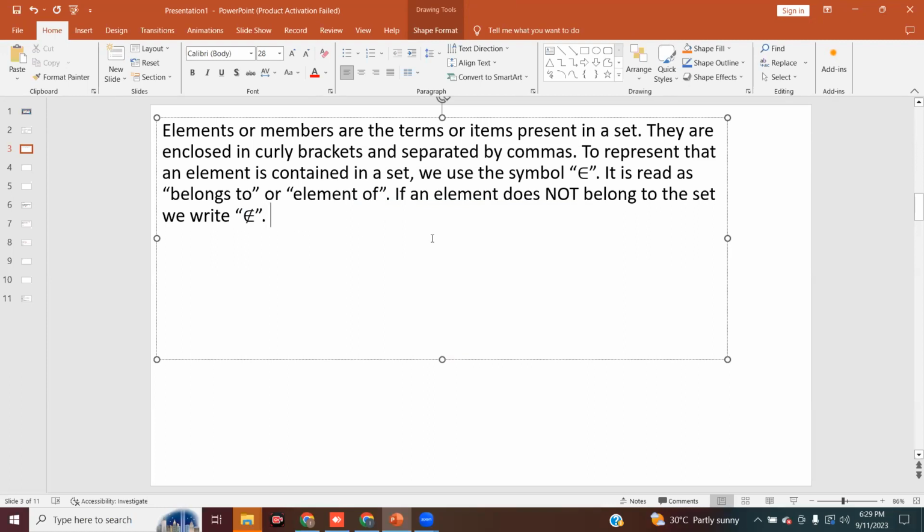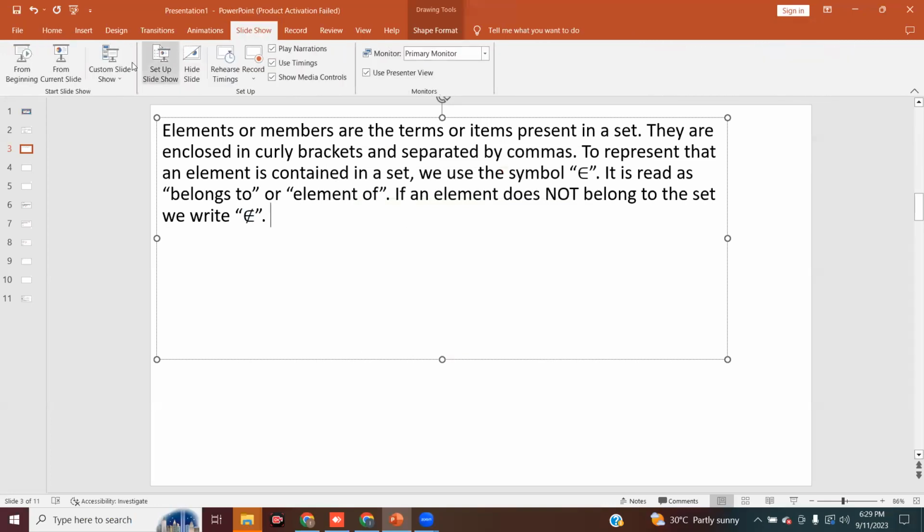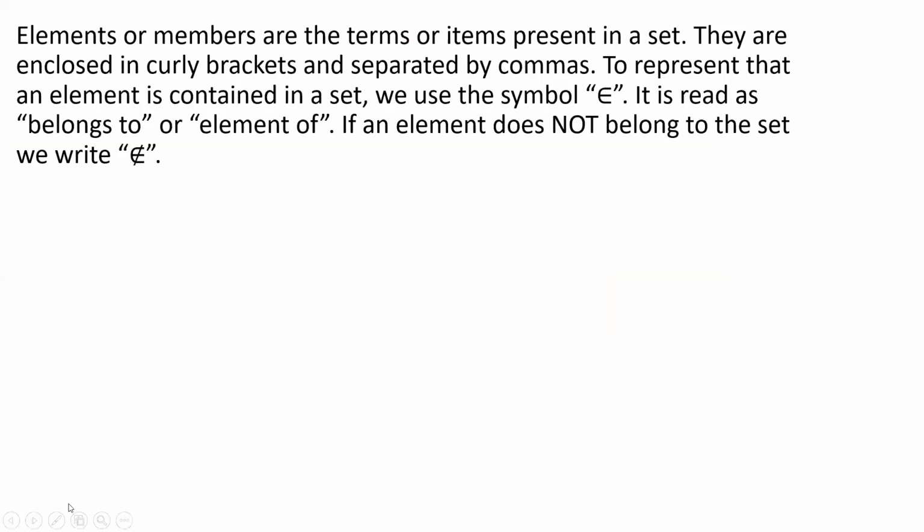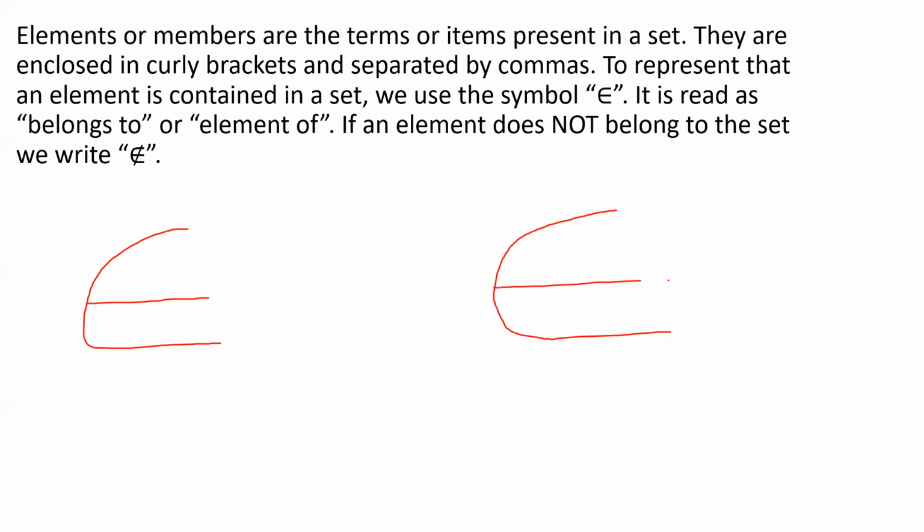All right, so those are the two symbols. Let me explain that. If we want to say that a number or an item is inside a set or belongs to a set, we use this symbol. This means is an element of. But if we want to say that it's not an element of, the symbol that we use is this one, and this symbol means that it is not an element of.